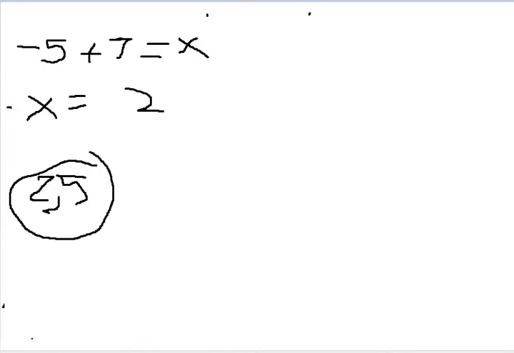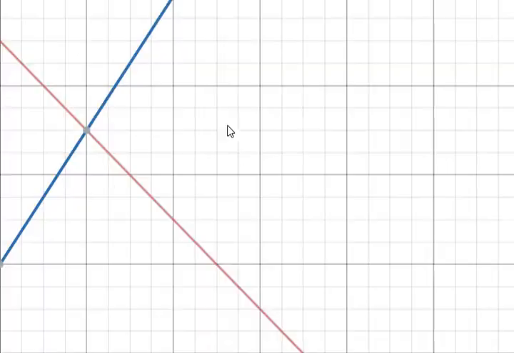Now, we can prove this by either plugging these numbers back into an equation, or if you were to graph lines using the two equations as your equations for lines, you will end up with the point of intersection between these two lines as those two numbers. And to prove it, I'm going to show it to you on Desmos.